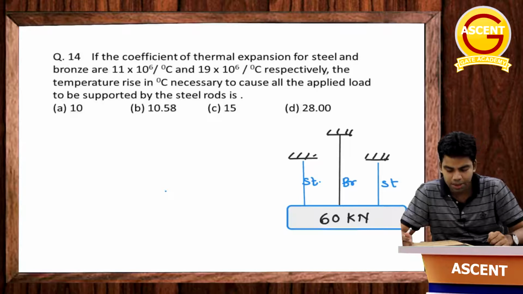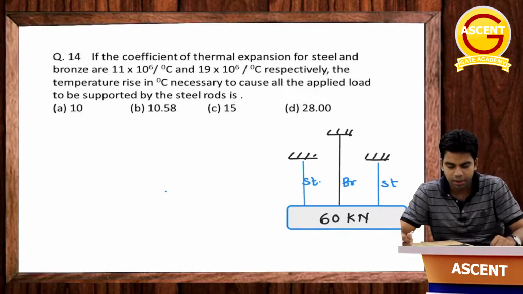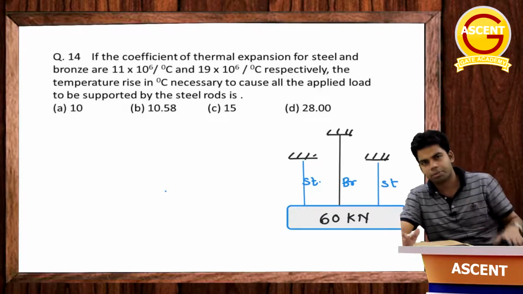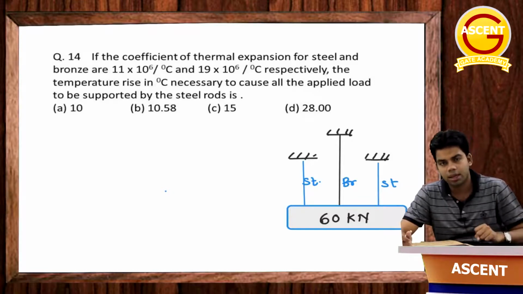Okay, next question says: if the coefficients of thermal expansion for steel and bronze are 11 into 10 raised to the power minus 6 and 19 into 10 raised to the power minus 6 per degree centigrade respectively, the temperature rise in degree centigrade to cause all the applied load to be supported by the steel rod is. Now the coefficient of expansion is given. This is continued from the previous question, common data question. Alpha of bronze and alpha of steel are given.